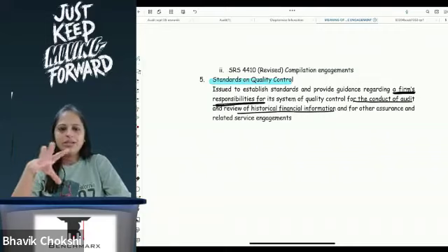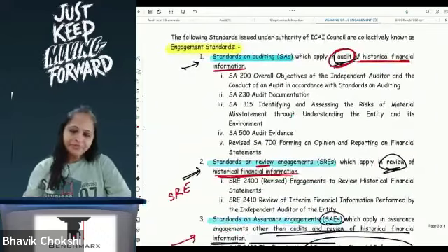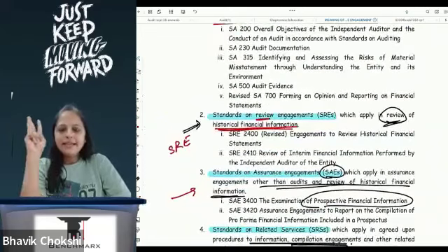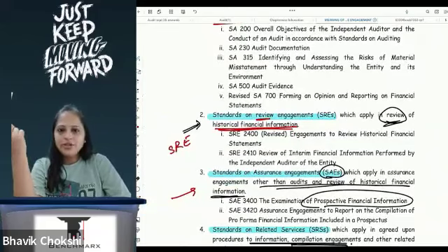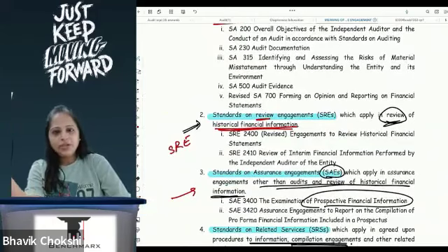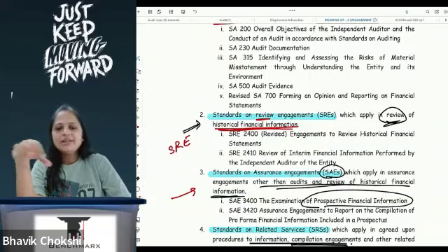All of that information is basically on your standards on quality control, which we'll do in the first chapter itself. Okay, so here you have your SA, SRE, SAE and SRS. These four things we have to remember based on whether we are doing audit or review of historical financial information, or we are doing an assurance on the prospective financial information, or we are not acting as an auditor. We are acting as an accountant and we are providing related services.